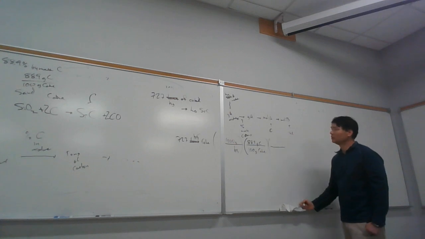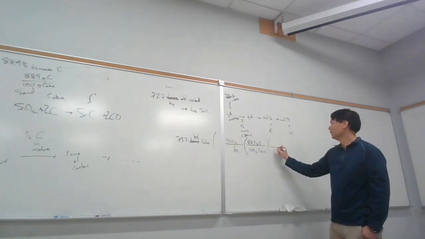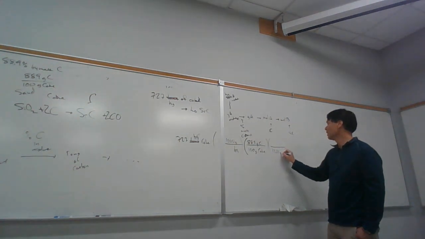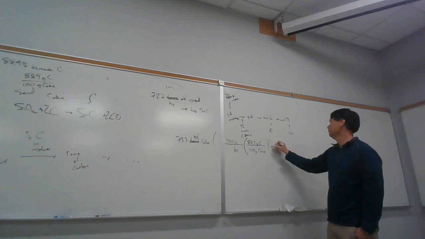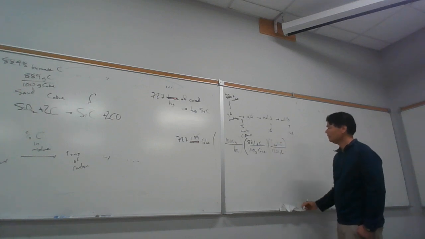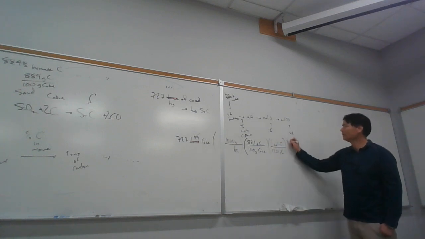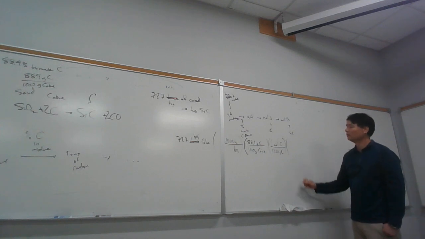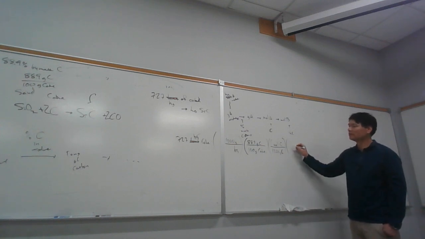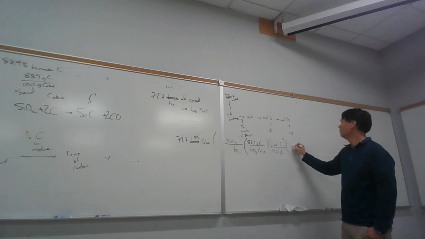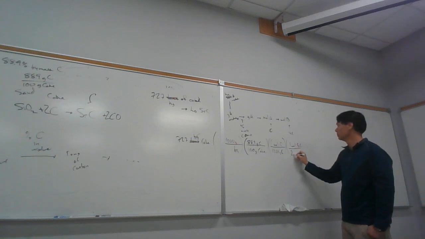Okay, then what do we want to do? We go from grams to moles. And I have this one memorized: 12.01 grams of carbon is a mole of carbon. It's from the periodic table. And then where do I want to go? Moles of silicon carbide. 1 mole of silicon carbide requires how many moles of pure carbon? 2 moles of pure carbon.